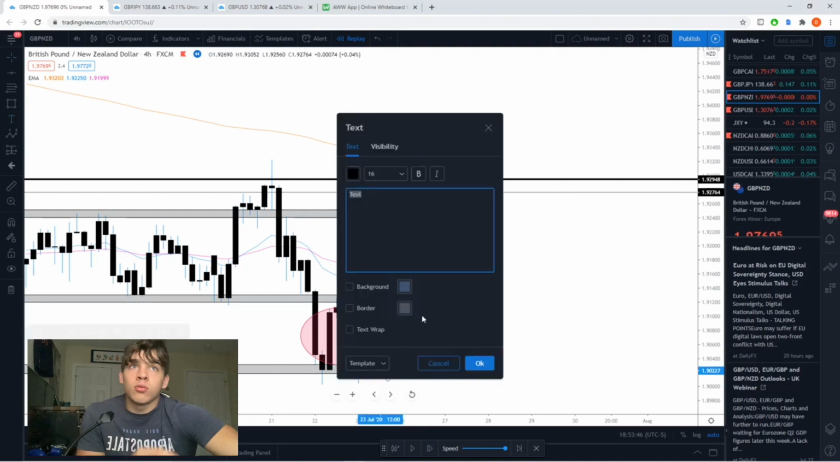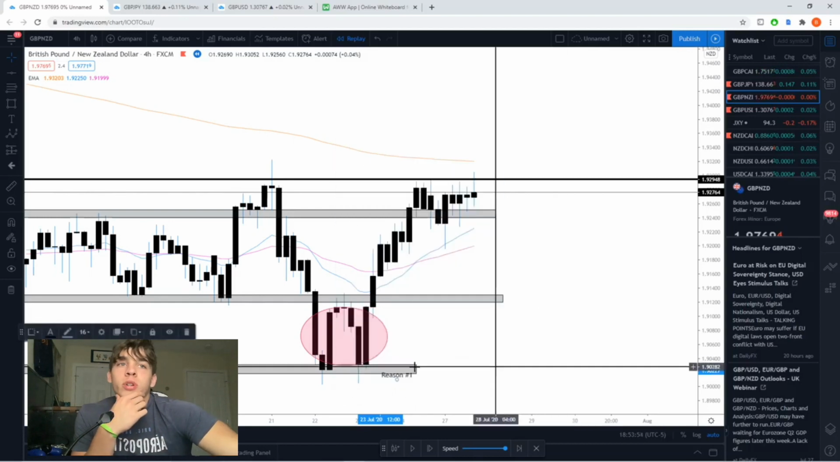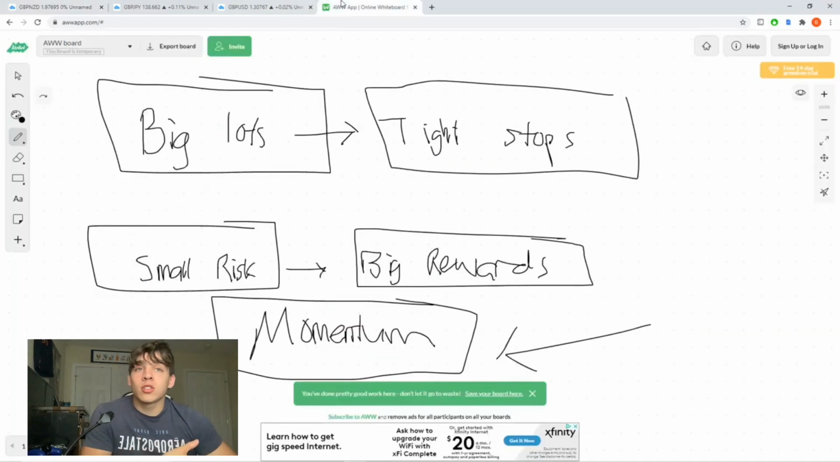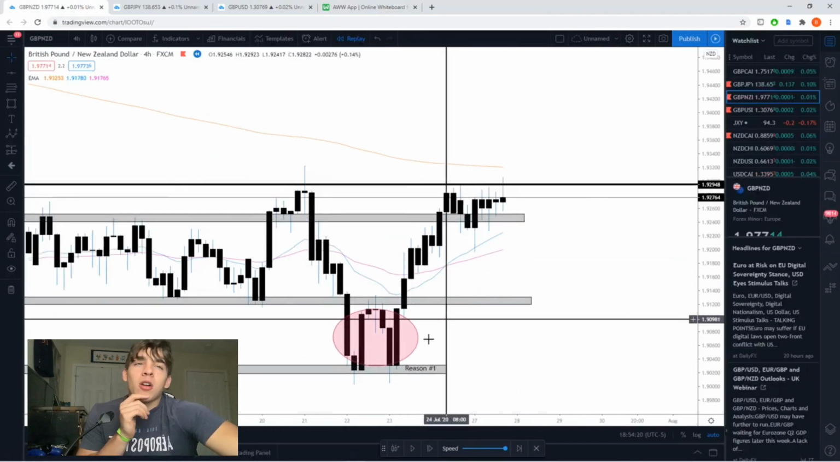So I'm gonna go ahead and write reason number 1, and this is gonna be the first reason that I could be potentially looking to buy this pair, because remember, referring back to what I wrote here, momentum, okay? I want to understand where the market is going, and I want to find the best possible spot that I can enter, so I can get in with very low drawdown and a big lot size, so I can sustain small movements before that momentum in my direction. So that'll be reason 1.